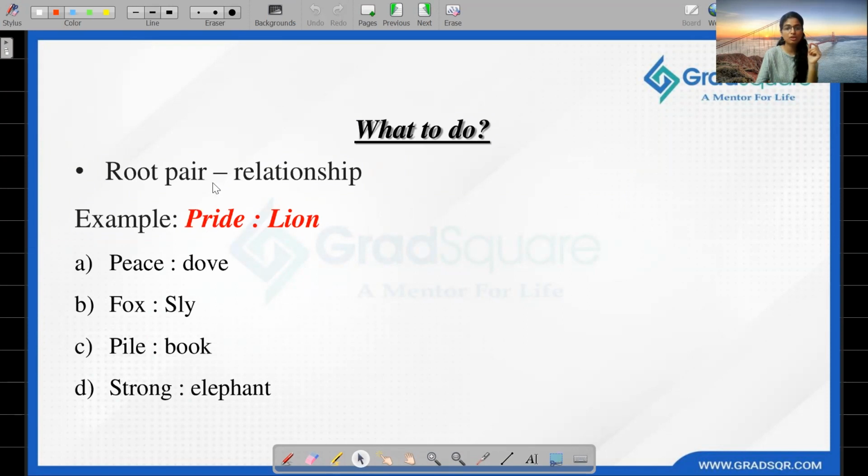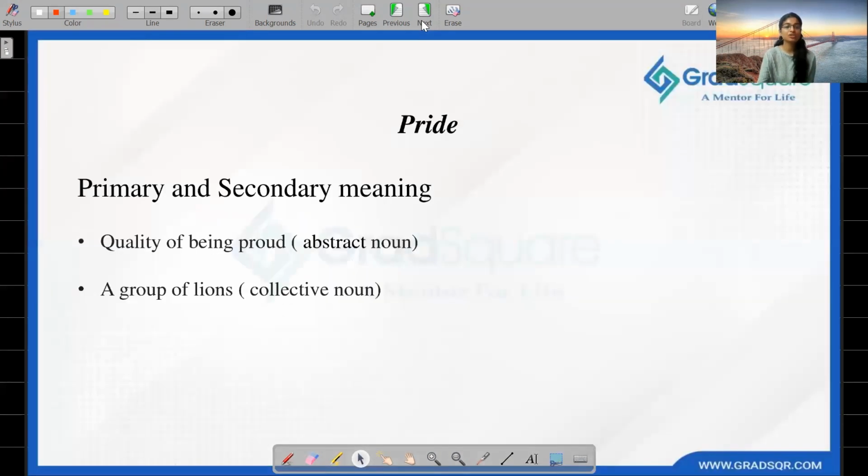So you'll be given a root pair like this, pride is to lion. So pride is to lion is the root pair here. So we have to find the relationship between these two words. So what's the relationship between pride and lion here? When you are talking about pride, we have two meanings here, primary meaning and secondary meaning. So the primary meaning here is quality of being proud. Okay, moving on to the secondary meaning, a group of lions.